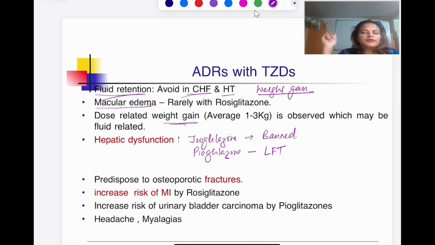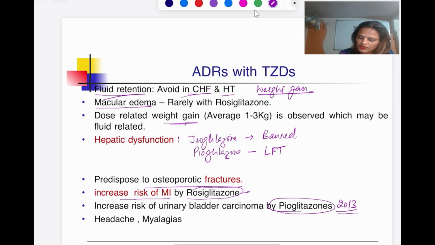Then all of them are going to cause fractures, so the patient is predisposed to osteoporotic fracture. With rosiglitazone, as I have already told, there is an increased risk of myocardial infarction. That's why this drug is banned. And pioglitazone was also banned in 2013, even in our country, because of the risk of urinary bladder carcinoma. But later on they cleared this doubt.